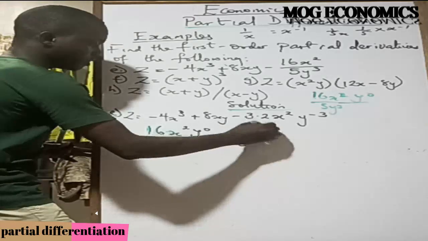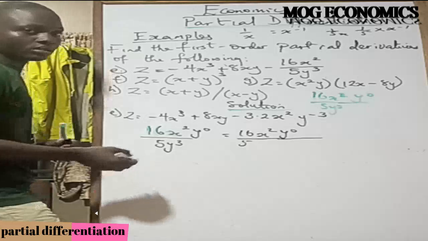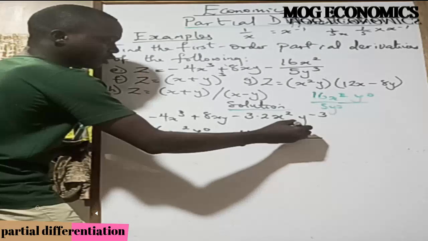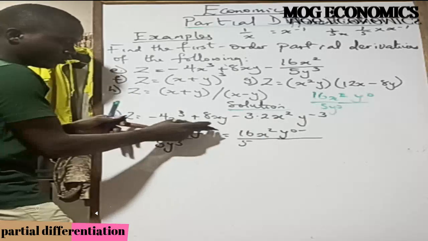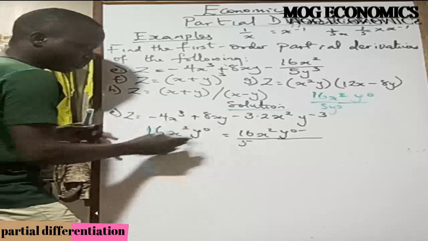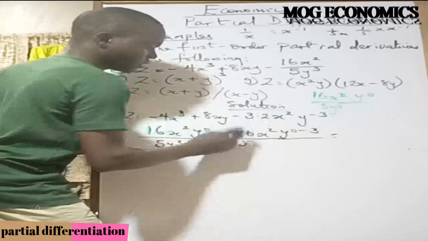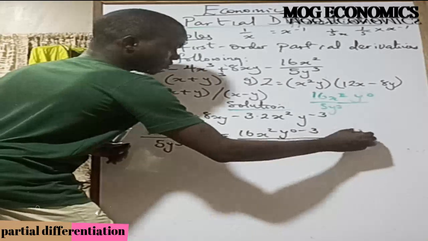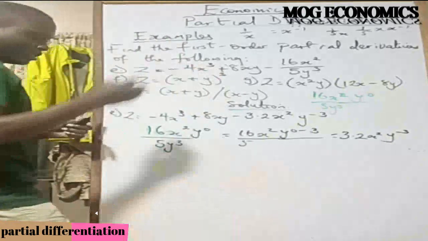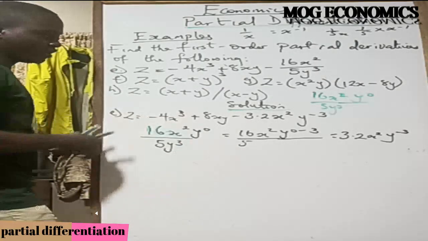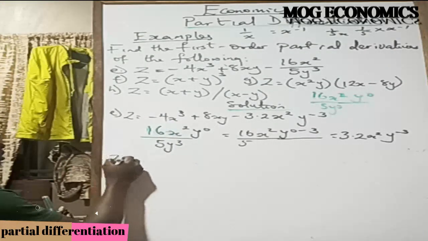X squared stays as x squared. Then y raised to power 0, because of the division sign from indices, whenever you have division, the power becomes a minus. So it's 0 minus 3, the power of 3 before. And 16 divided by 5 is 3.2, then x squared, y raised to power minus 3. It's as simple as that. You can simplify the whole thing that way before you continue. So with that, we can now do our zx.